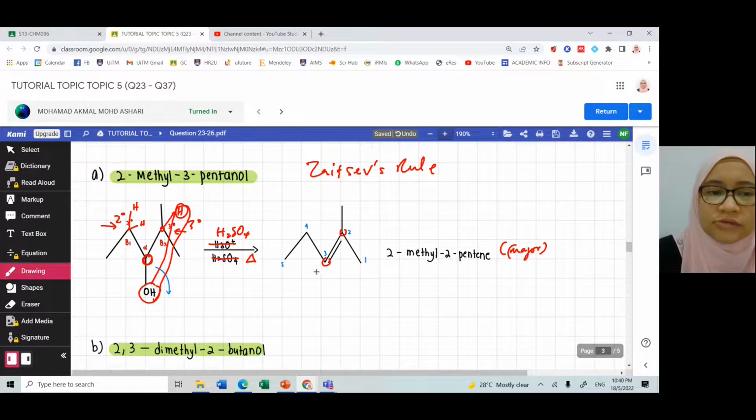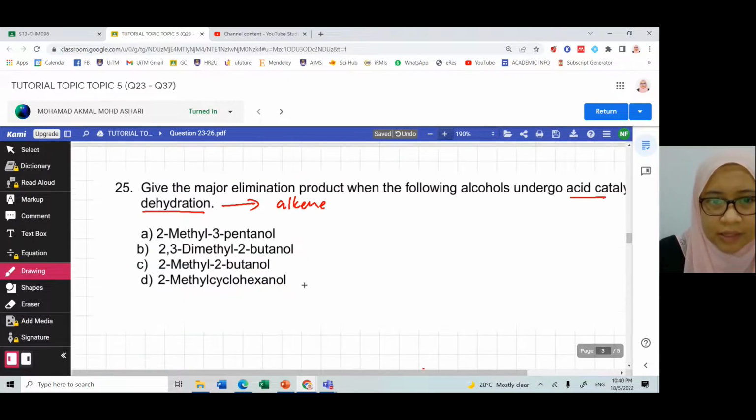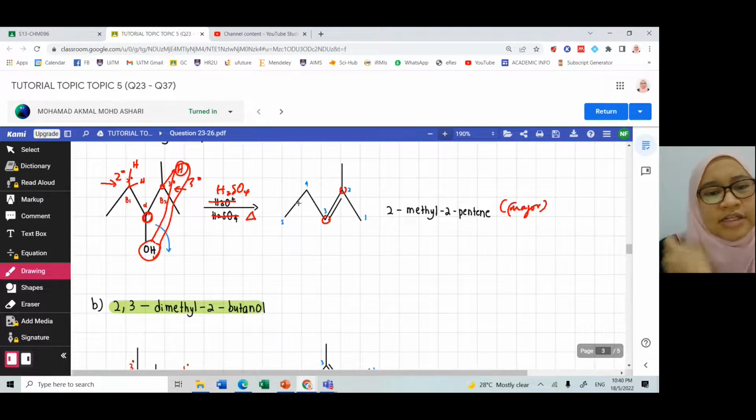Since they ask for the major, is it? They ask for the major, give the major elimination. So over here, it would be the minor elimination, because it is secondary with tertiary. If primary, it is very unlikely. It prefers to form tertiary, of course, because of the stability. So this is correct.